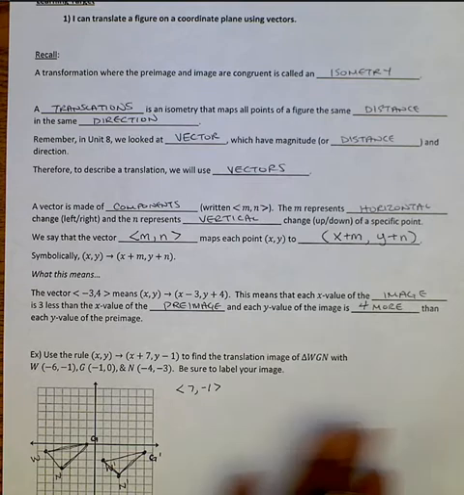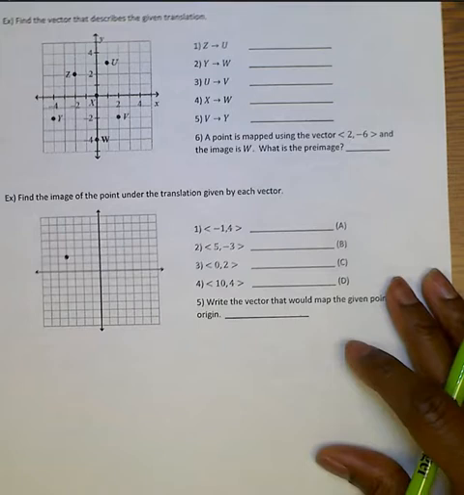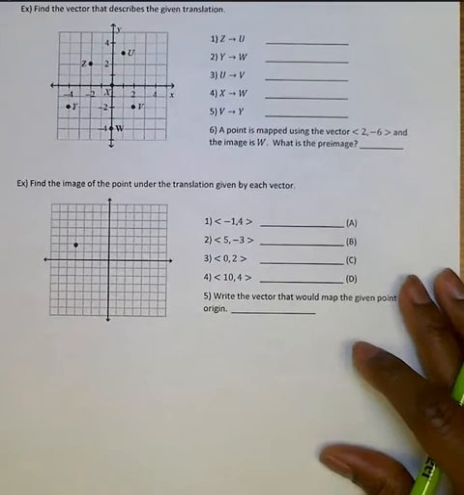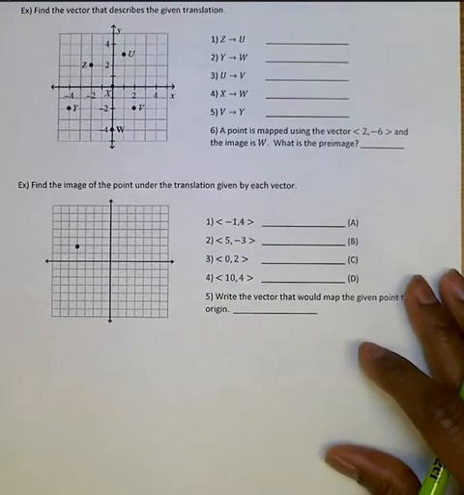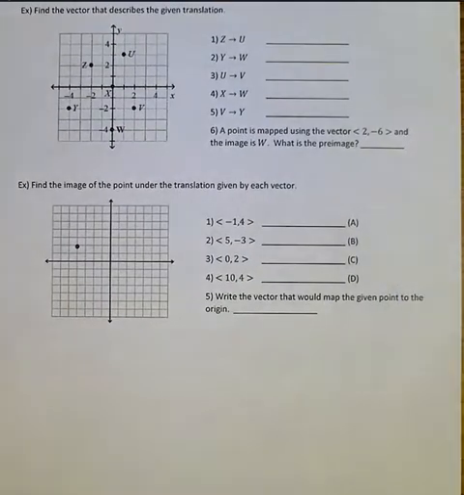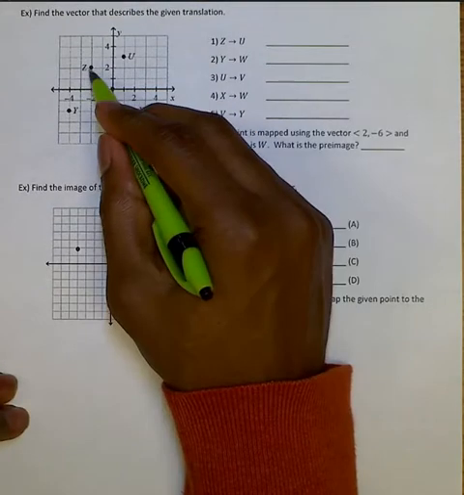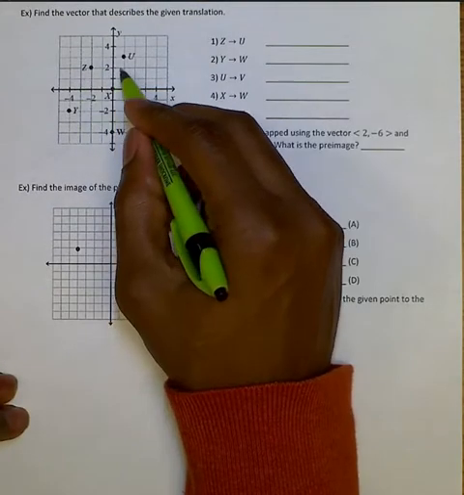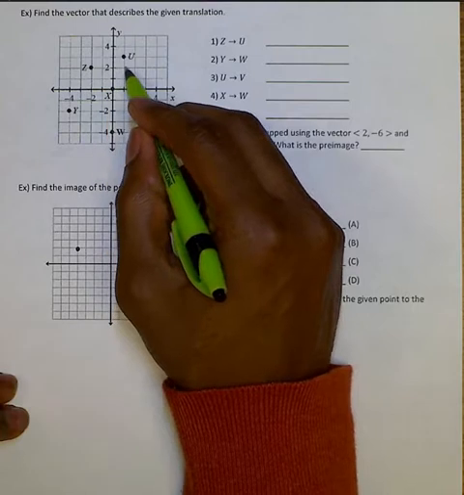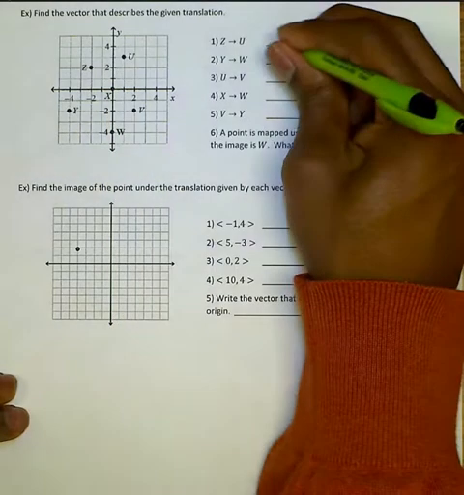Alright, flipping to the back. It says find the vector that describes the given translation. So here we have it. From Z to U. How do we move from Z to U? Well, we go 1, 2, 3. Am I right? 1, 2, 3 to the right, 1 up. And so I'll say ⟨3, 1⟩.